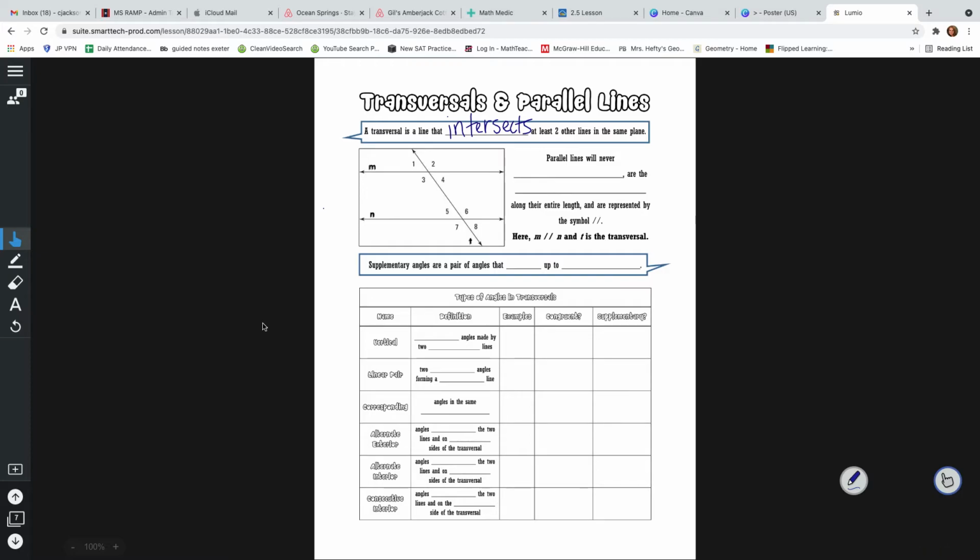So parallel lines will never touch. Give me a word for cross each other's path. Intersect. Yes, sir. And they have the same slope along their entire length. And they're represented by that symbol. Now, that symbol, when it's typed, is most of the time slanted, but when I write it, it may just look like an L, like two L's, like an 11.